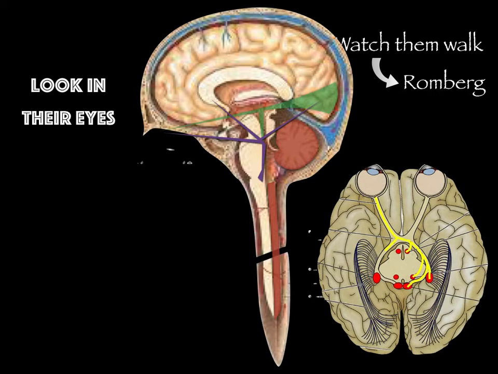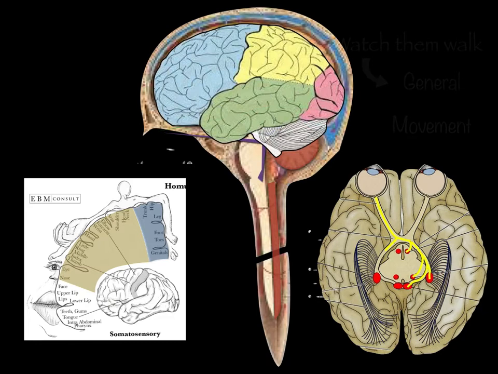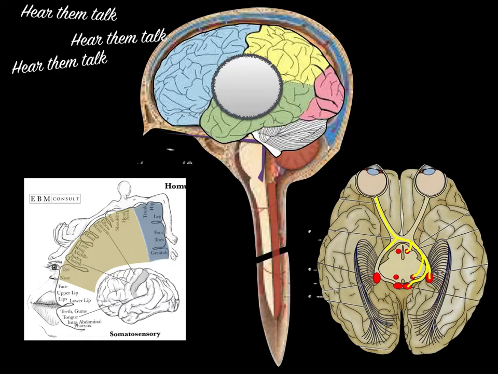If you add a Romberg test, you check for dorsal column function. And then lastly, you assess, here watching them walk, you check for general movement. And lastly, assess language to assess the parietal, some frontal lobe, and some temporal lobe function. If you note the quality of their speech, so the cadence and emotion associated with their speech, you also get the non-dominant lobe. So a few examples of strokes from my experience.